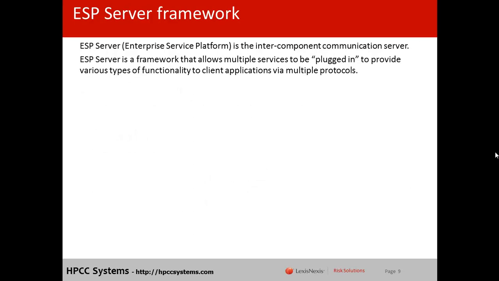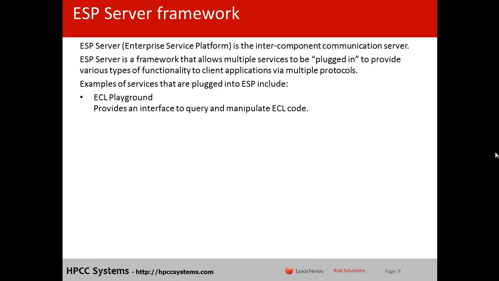Now, our last system server is called the ESP server. This is also known as the Enterprise Service Platform and is the Intercomponent Communication Server. It provides a framework that allows multiple services to be plugged in to provide various types of functionality to client applications via multiple protocols. Examples of services that are plugged into the ESP include the ECL Playground, which provides an interface to query and manipulate ECL code.